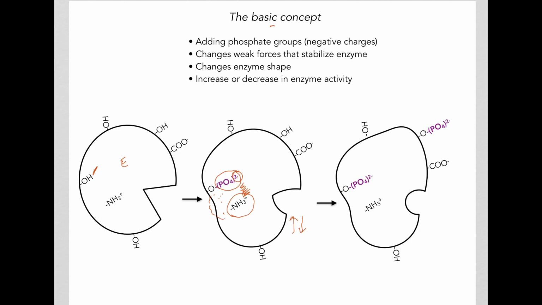Further phosphorylation, for example, this group becomes phosphorylated. Now we have a negative charge here, and let's say there was another negative charge nearby that would lead to repulsion. That will cause a further change in the enzyme shape, and that would lead to a further increase in the enzyme activity or a further decrease in the enzyme activity.